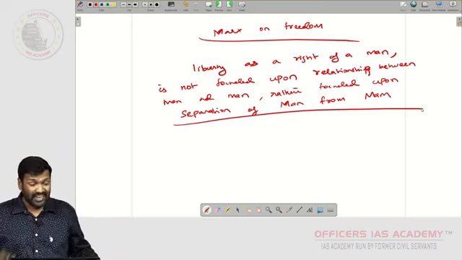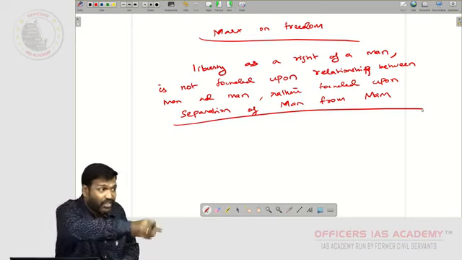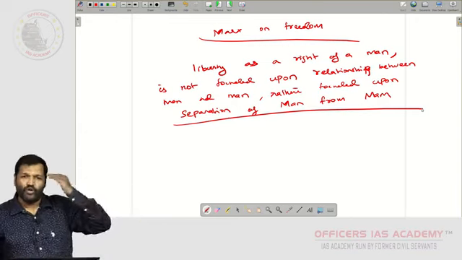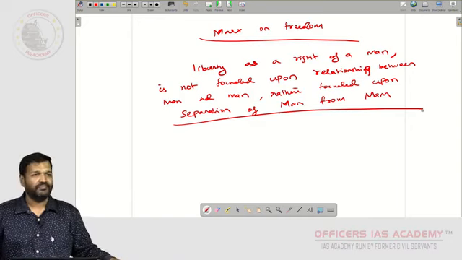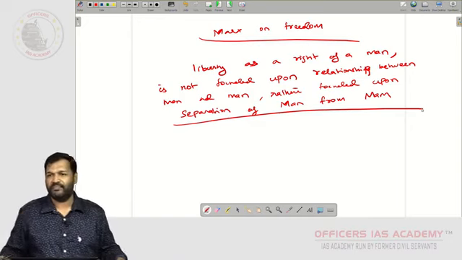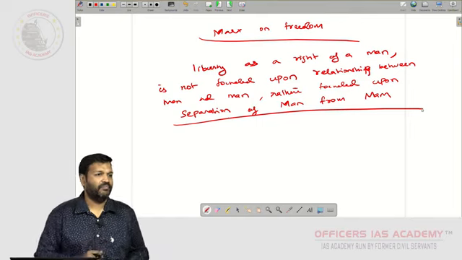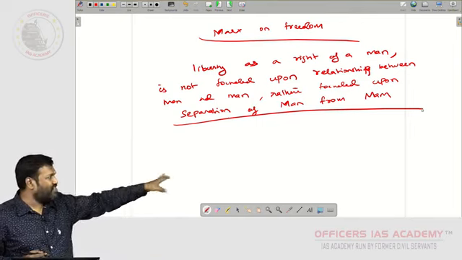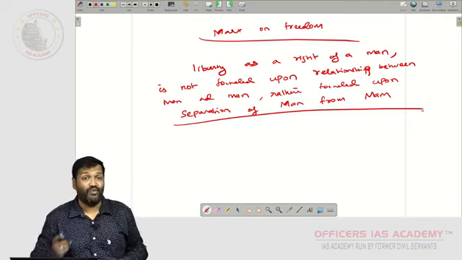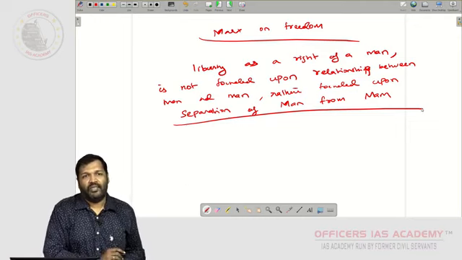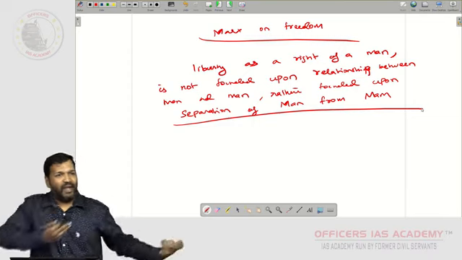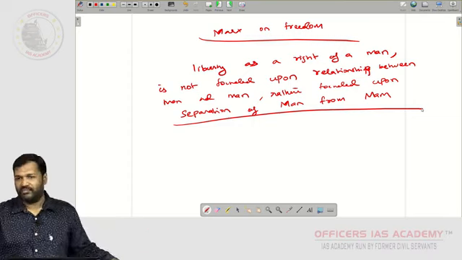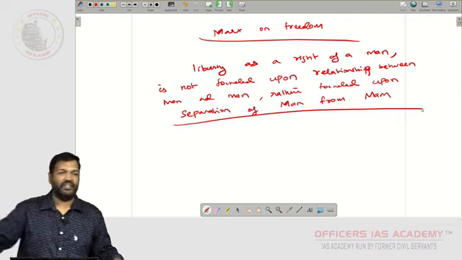So Marx says, liberty as a right of man. Wherever you are trying to exert this liberty in a capitalist society, you are trying to separate from the other person. When you say, I need freedom, you are not going to mingle with him. So it is not founded upon relationship between man and man, rather it's founded upon separation of man from man. It separates one human being from the other human being in a capitalist society.